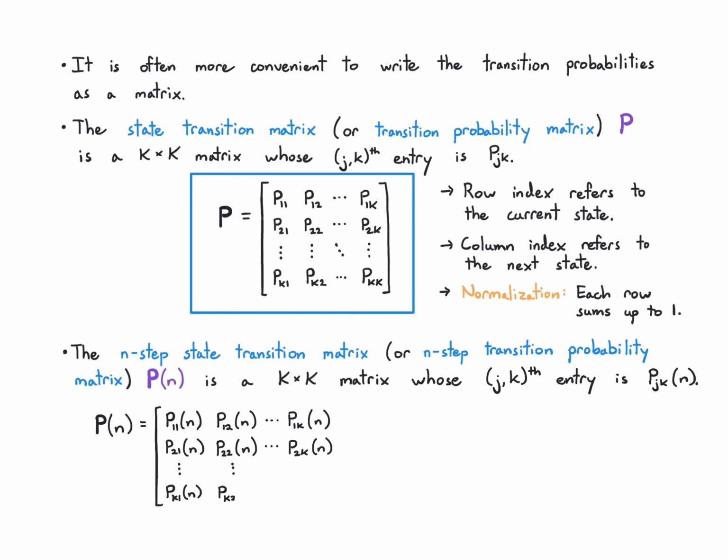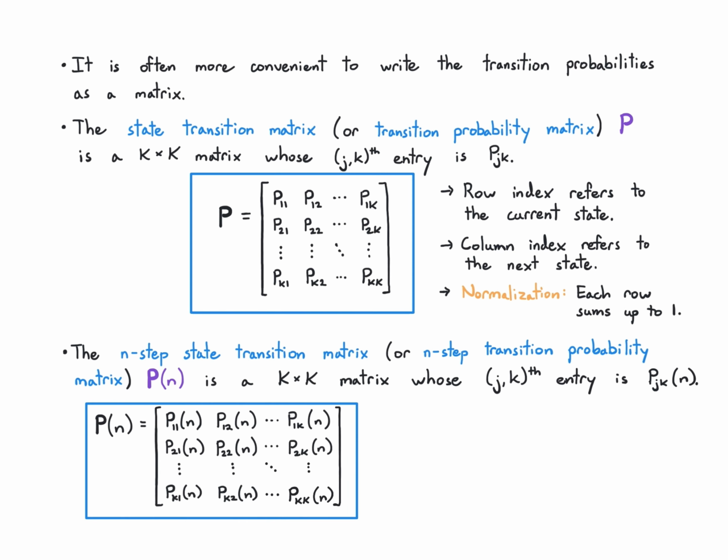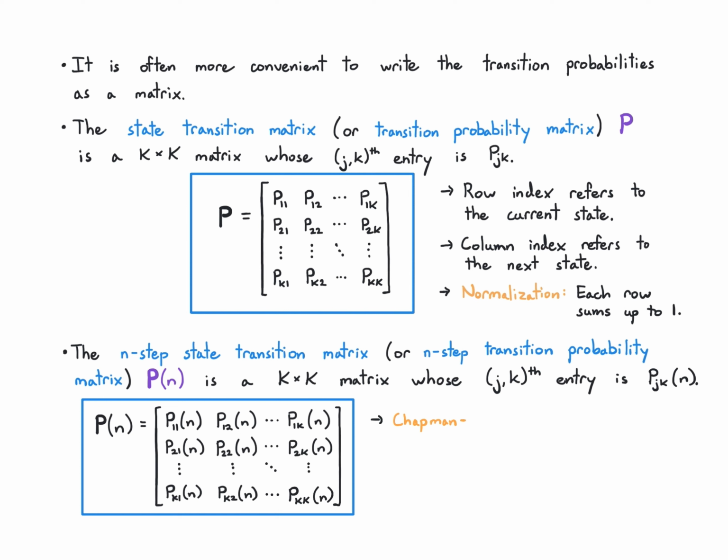And the convenient thing about this representation is that the Chapman-Kolmogorov equations for finding the n-step probabilities just turn into matrix multiplication. So if I want to find P of n plus m, just multiply P of n times P of m. So that means that P of n is just P raised to the nth power, and all the other properties above still apply. So normalization, each row sums up to 1, and non-negativity.